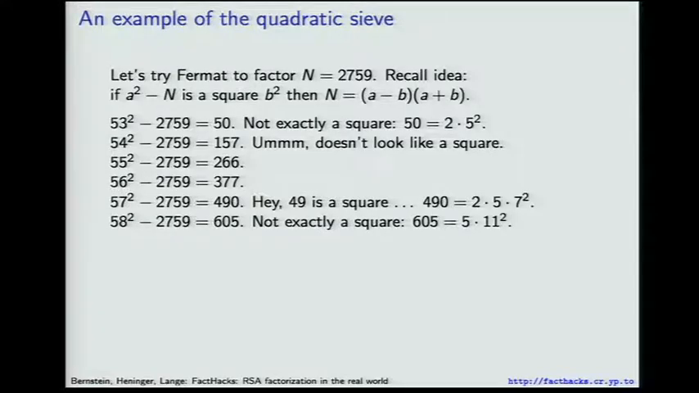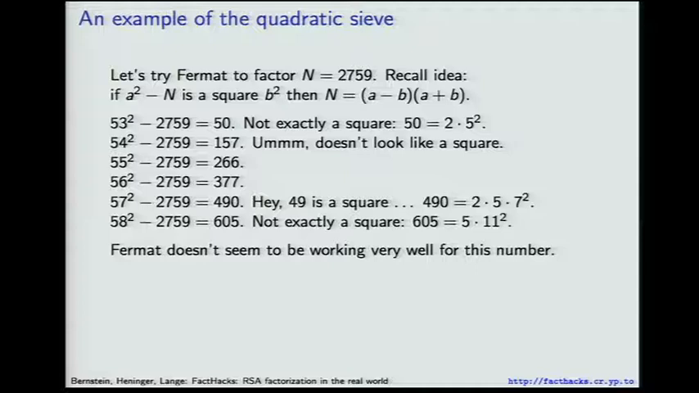Then 605. Okay, wait a minute. We remember how to take out the 5, and then 605 divided by 5, well, you can figure out it's 5 times 11 squared. Oh, it's almost a square. So you keep doing this for a while, and it seems like Fermat's method is actually working pretty badly. It does work eventually, but it's taking quite a while.